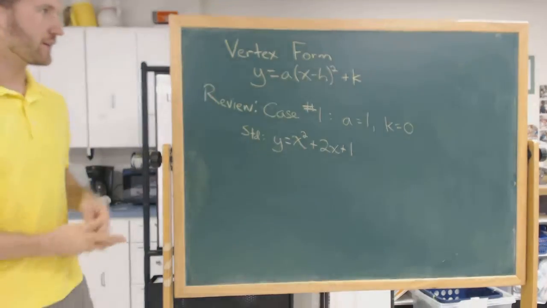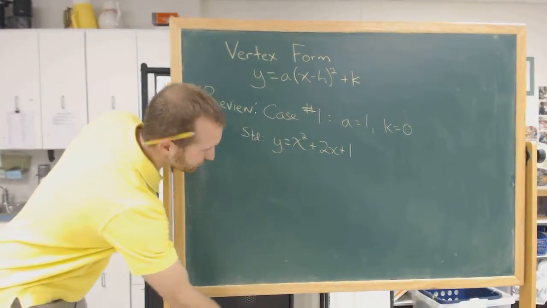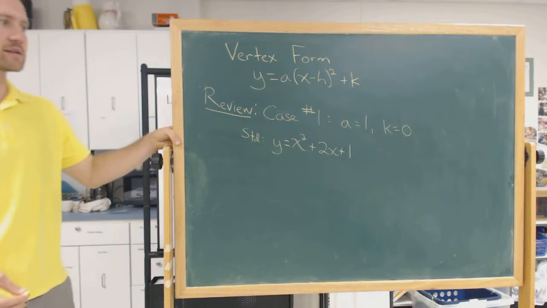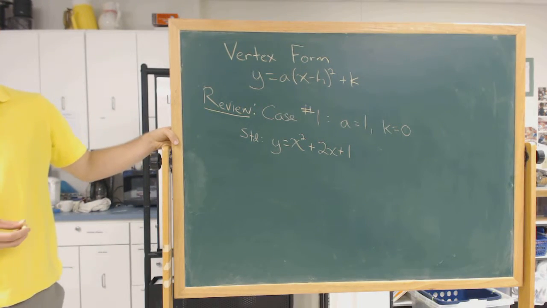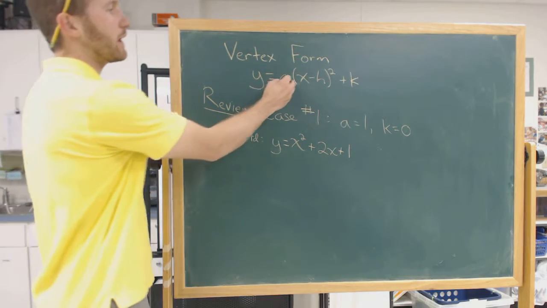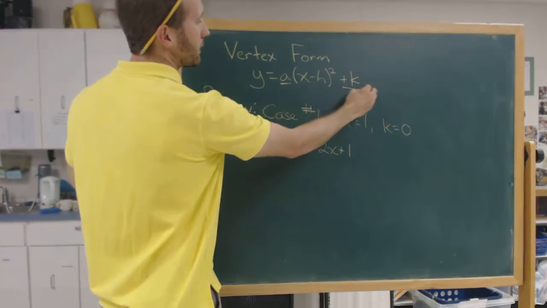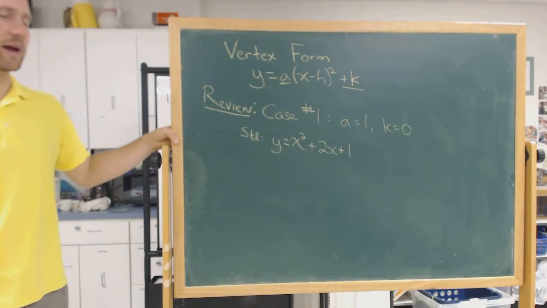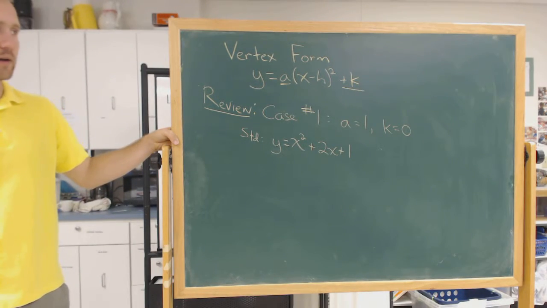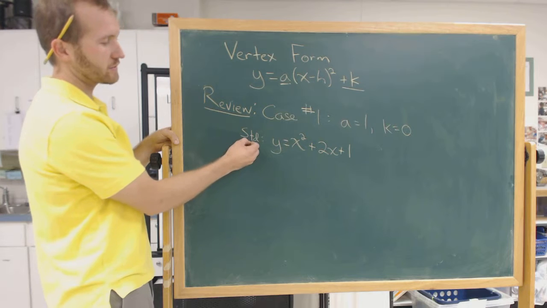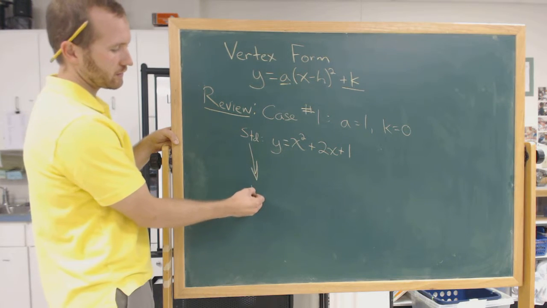Okay, so we'll pick up with vertex form and just quickly review. Yesterday we went over the first case: if A is 1 and K is 0. Remember, A is the coefficient out front, and K is the constant we add at the end, which is the y coordinate of our vertex. These are fairly easy to convert from standard form to vertex form.